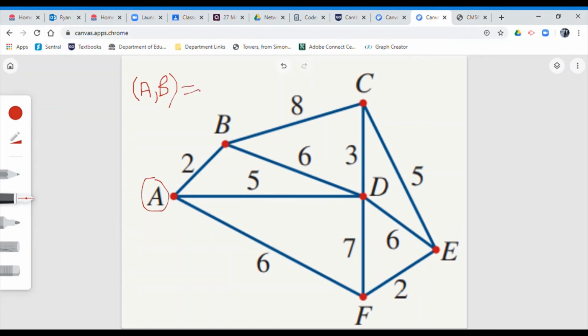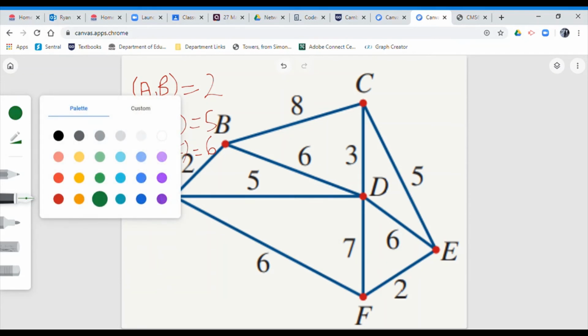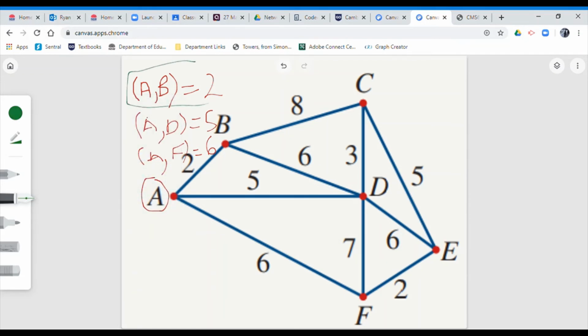I forgot about that. Okay, AB equals the value from A to B is 2. So then the next value we can do is from A to D. A to D is 5. And then finally we can also figure out A to F. There we go. A to F is 6. So then you know, because you must pick the smallest value, this is the smallest connector.